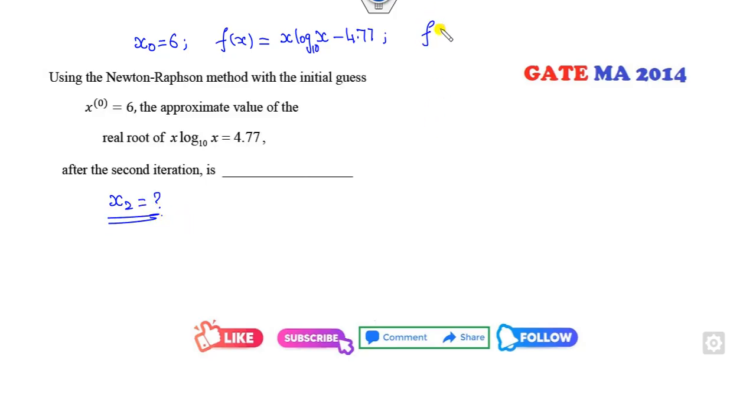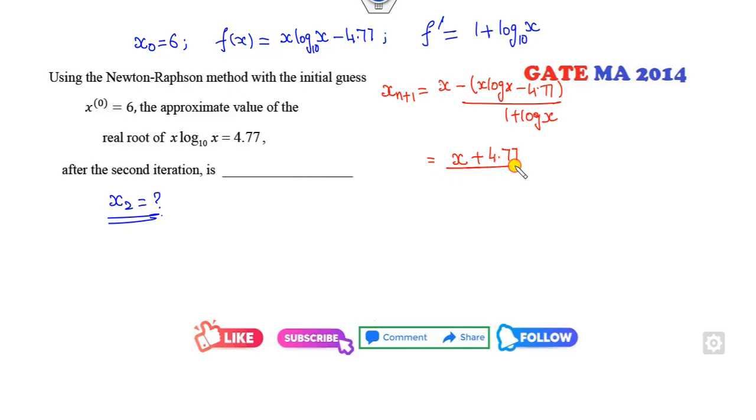So I need the first derivative of this. It is 1 plus log of 10x. Then by the Newton-Raphson method, I can use x n plus 1 is x minus f of x, that is x log x minus 4.77, over 1 plus log x. I can take the LCM so that x log x will be cancelled out. It becomes x plus 4.77 over 1 plus log of x to the base 10. Now that's over, I can find the x1.